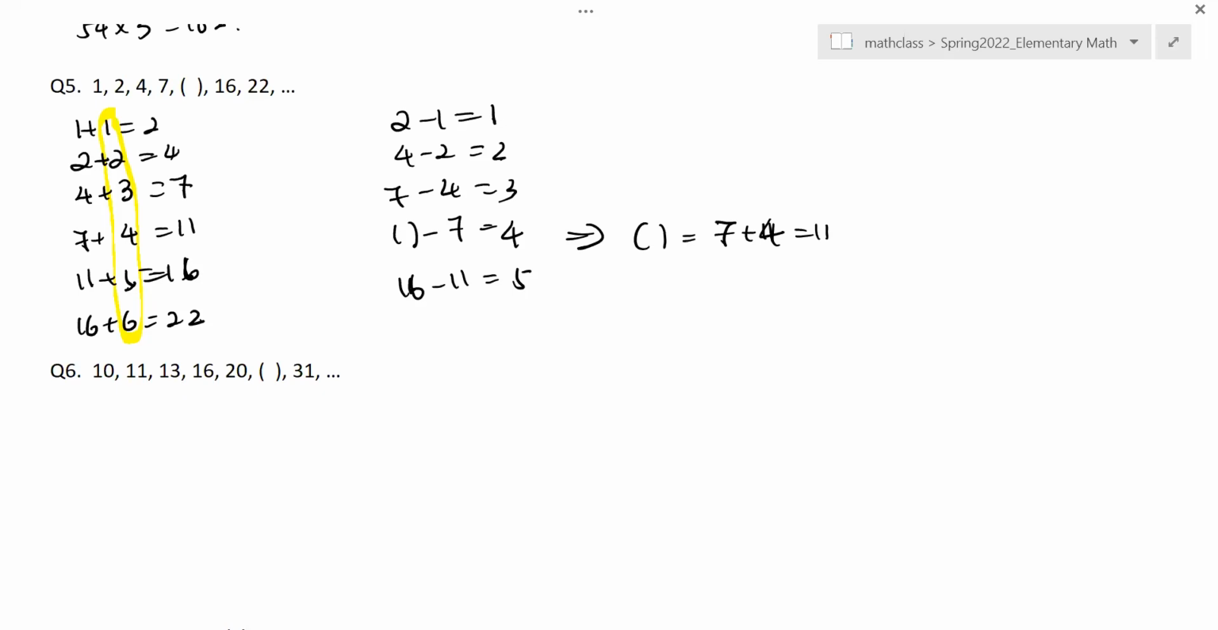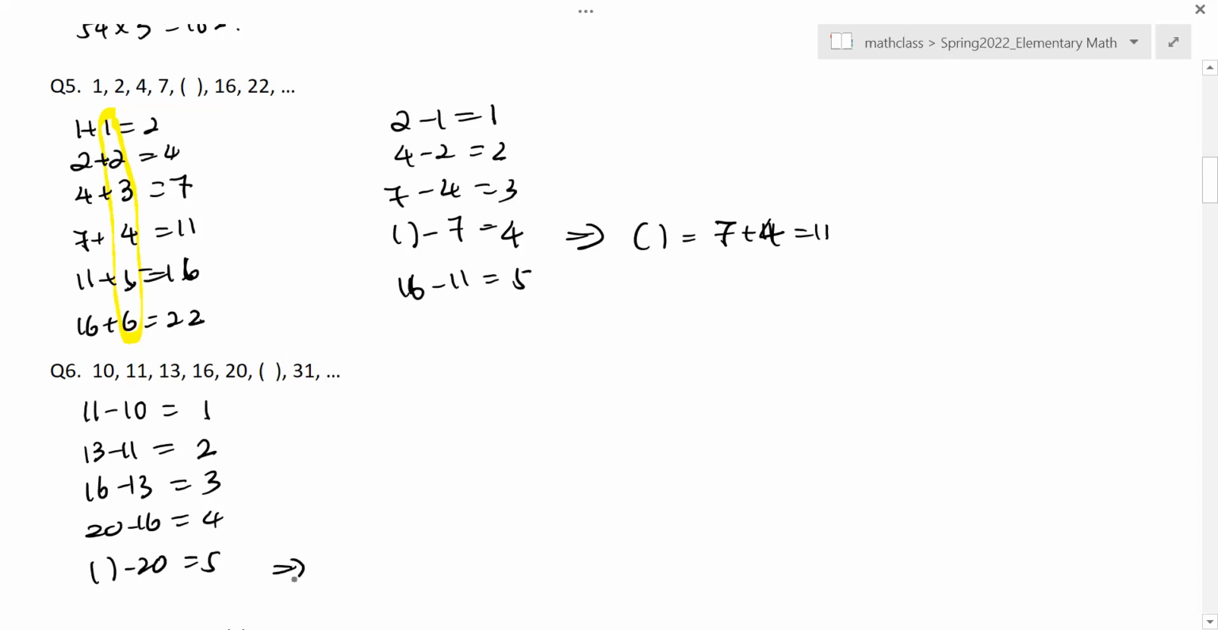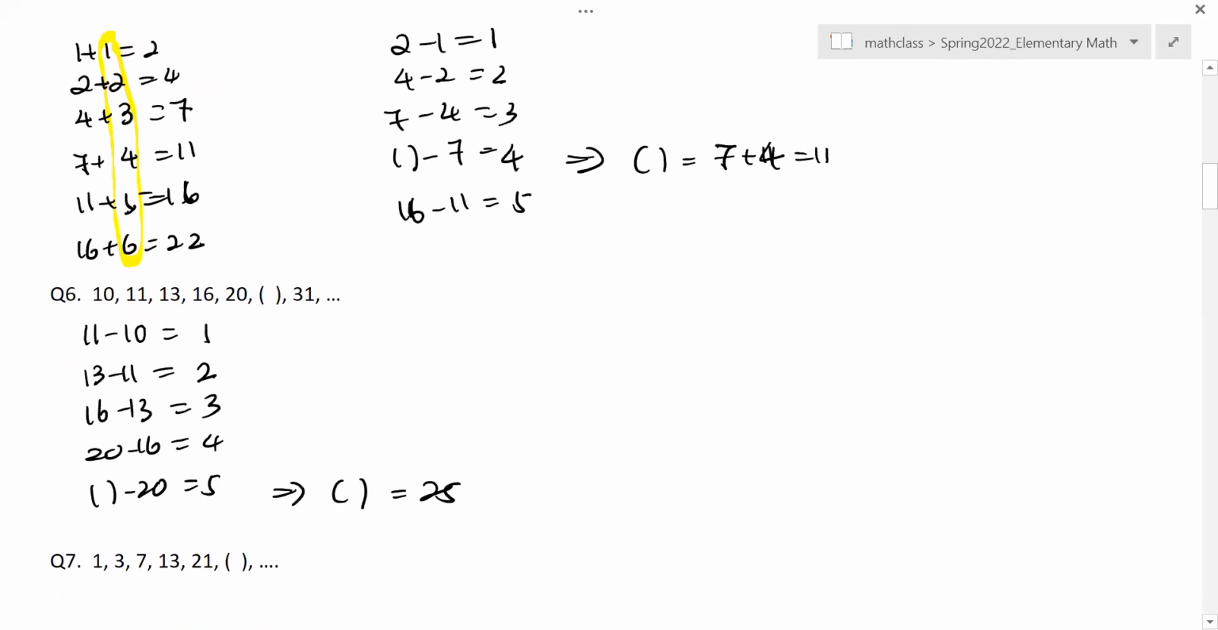All right, so we can change the way to do it. We can look at the difference of two consecutive terms. 13 minus 11 is 2, 16 minus 13 is 3, 20 minus 16 is 4. So the unknown number minus 20 should be equal to 5. So that number is going to be 20 plus 5, which is 25. Great. Good job, Eric.